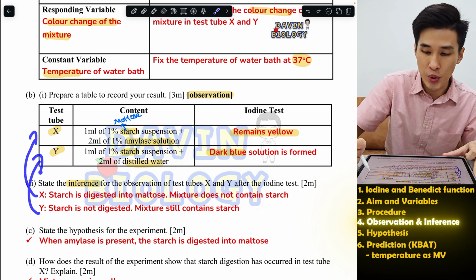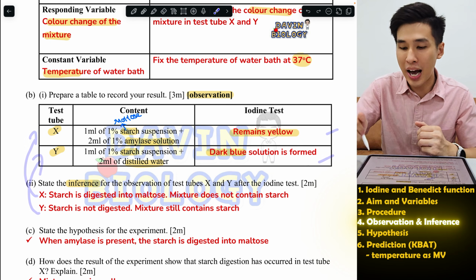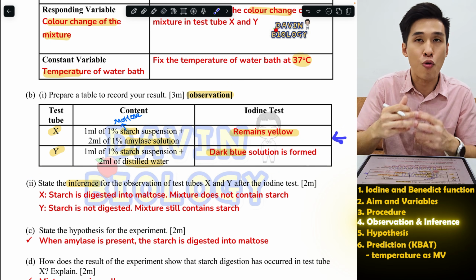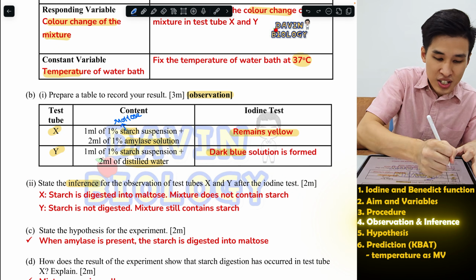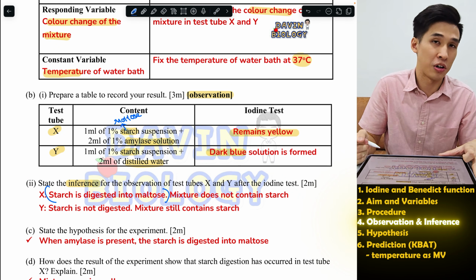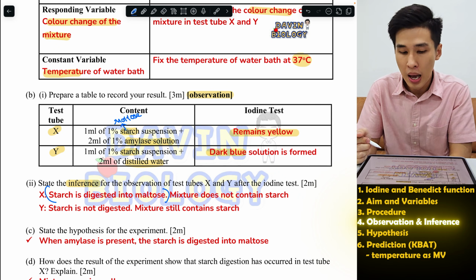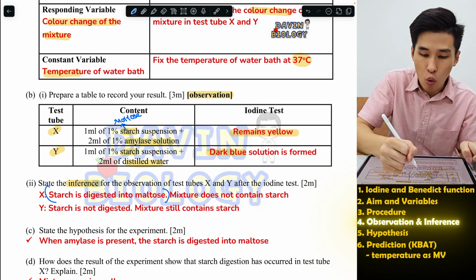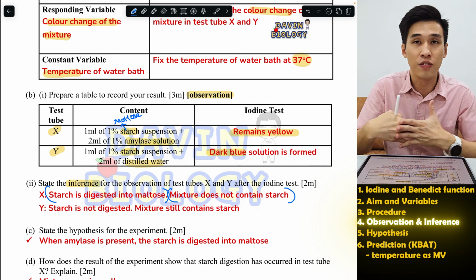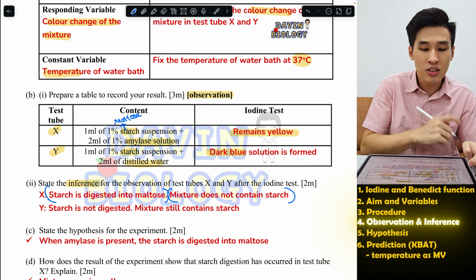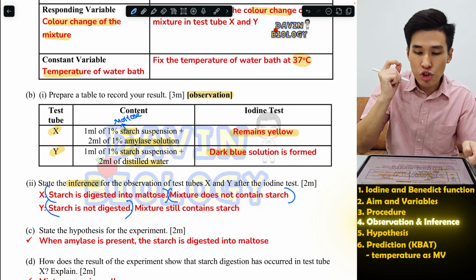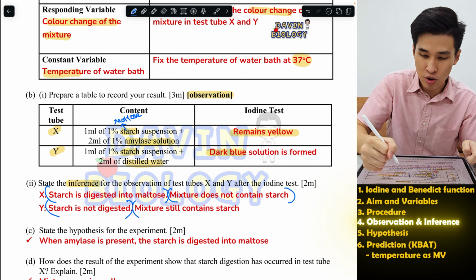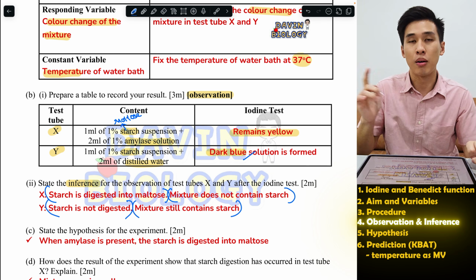So why will you get this result? Why when I put iodine here, it remains yellow? Because no more starch. Starch is digested. You write this actually enough already, but here I give you one more mark point explanation, because now starch is digested, there's no more starch, so iodine doesn't change. So the other one is starch is not digested, so it still contains starch. That's why your iodine will change to dark blue.